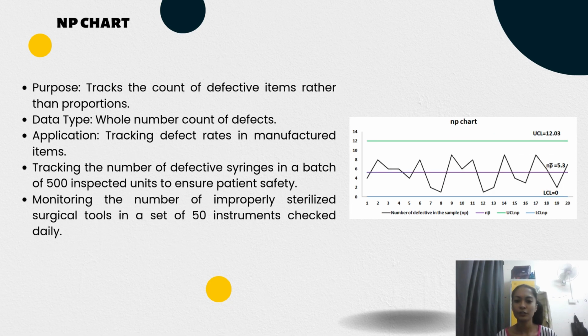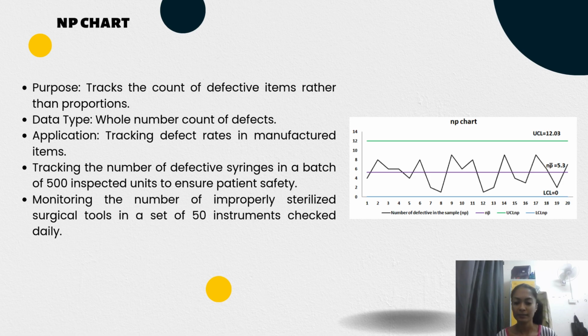Next, we will look into the NP chart. The purpose of an NP chart is to track the count of defective items rather than proportions. The NP chart data type is whole-number counts of defects, and it is widely used in tracking defect rates in manufactured items.